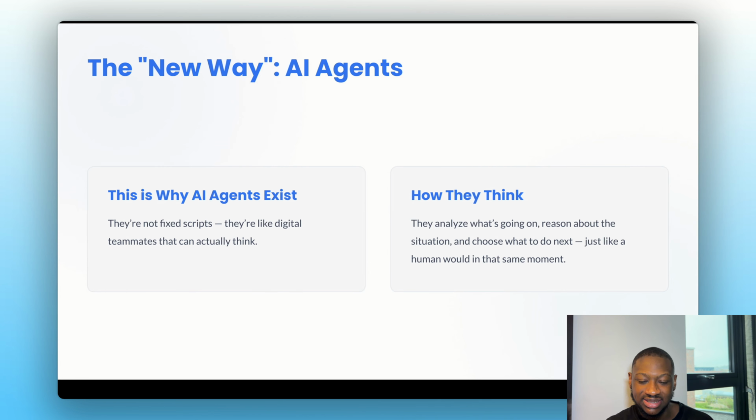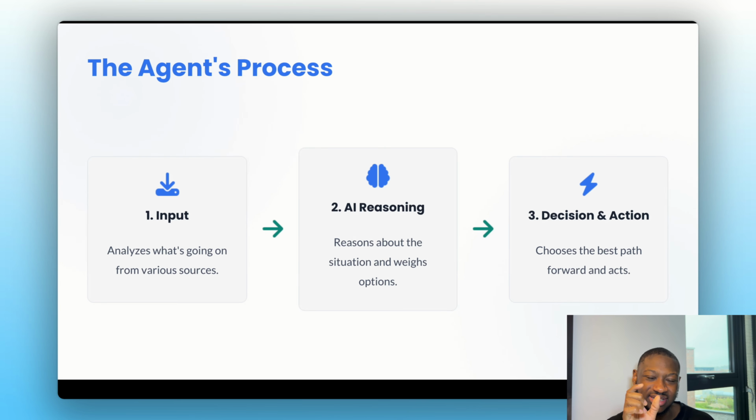Here's the new way, the agentic manner, and this is why AI agents exist. They are not fixed scripts in the way of, this happens, then this happens. They are like digital teammates that can actually think on their own. They analyze what's going on, reason about the situation, and choose what to do next, just like a normal human would in the same moment. Here's the process broken down. First, you provide it with an input, which is what you type in or what it gets from another app. It analyzes what's going on from various sources, or should I say various points of view. After that, it reasons about the situation and weighs different options. Then it chooses the best course of action, whether that be calling tools or responding.